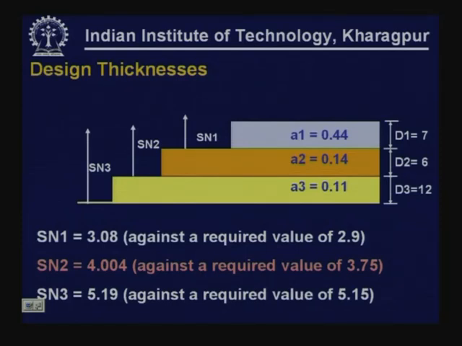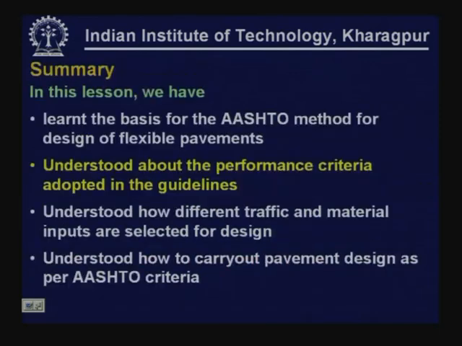SN2 is 4.004, 0.14 into 6 plus 0.44 into 7 against the required value of 3.75. SN3 is 5.19, 0.44 into 7 plus 0.14 into 6 into M2 plus 0.11 into 12 into M3. This is against the required value of 5.15.